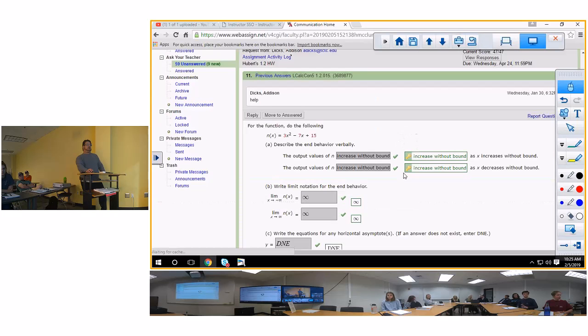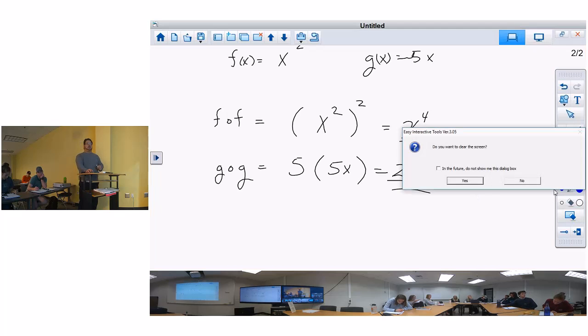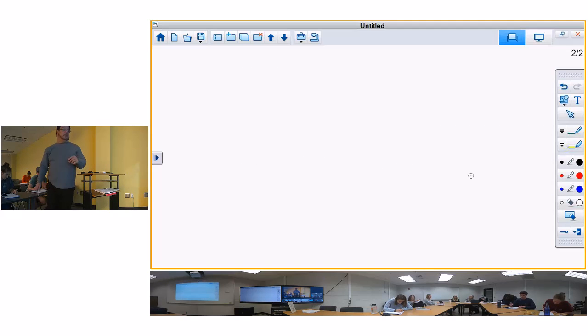All right, what is this one? This is completing the square, and this is a number 1 test question. So you need to write it down. Let's do it. 3x squared minus 7x plus 15. I'll turn to the whiteboard. 3x squared minus 7x plus 15 is equal to 0.